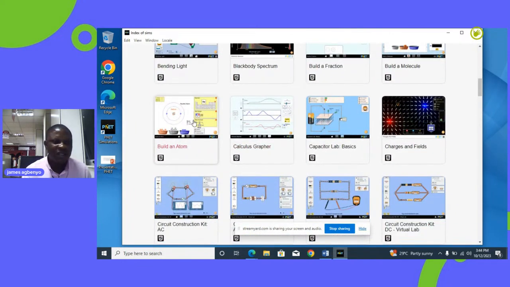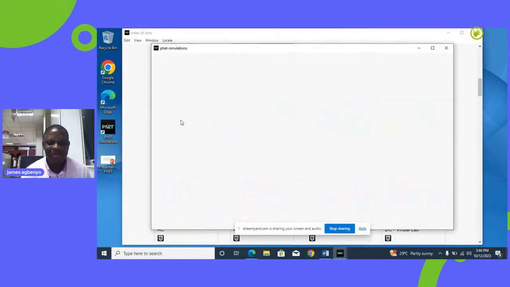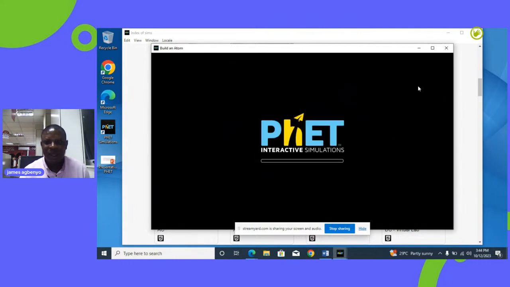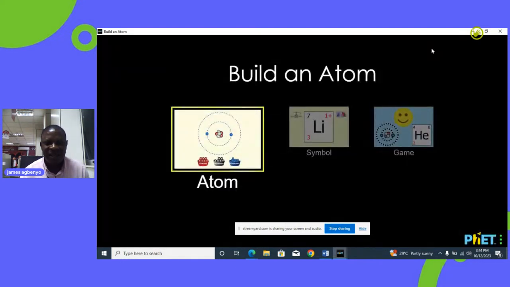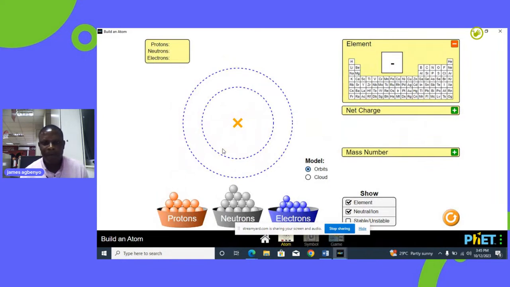Okay, let's look at this one. This is one of my favorites because I like chemistry. Good. So you see that this particular sim has three pages. Let's look at the first page. These are some of the buttons. We have the elements, the net charge, and the mass. Now, this is where you can build your atom.